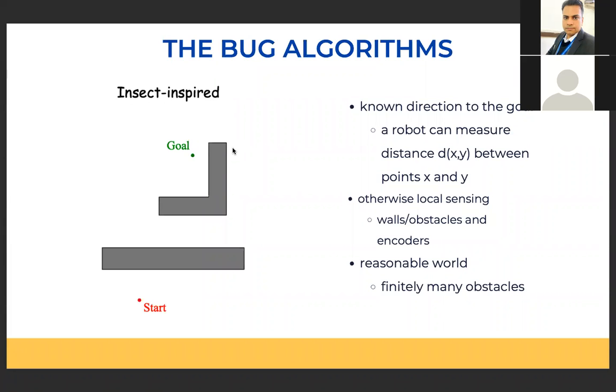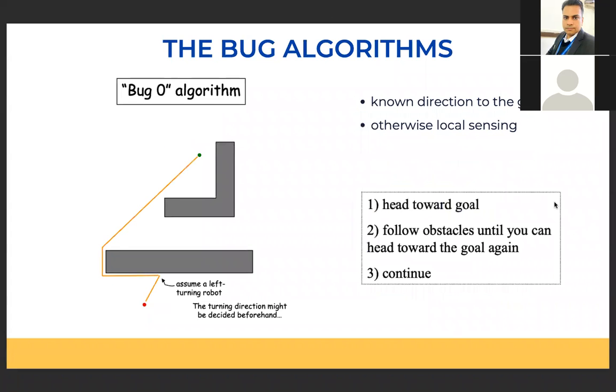Otherwise, it has local sensing, like it can sense walls, obstacles, and different objects that you have in the environment. And we are assuming that the world is reasonable, like there are only finitely many obstacles. We don't have infinite obstacles, and we should be able to reach the goal within these finite obstacles, right? So these are basically the bug algorithms. This is somewhat inspired from how some insects move, because they move straight until they hit a wall. Like if you have seen ants, they tend to move in a straight line until they hit something, then they follow that wall. That's why we are calling it a bug algorithm.